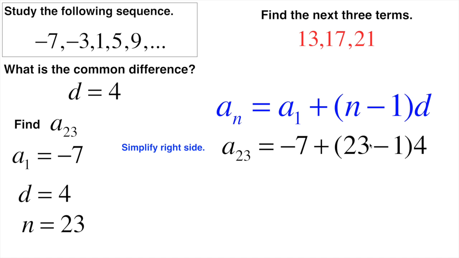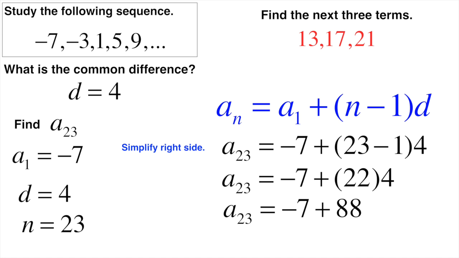Using my order of operations, I do the parentheses first. So 23 minus 1 gives me 22. Now I've got multiplication next. 22 times 4 is 88. Then -7 plus 88 gives me 81. So my 23rd term of this sequence would be 81.